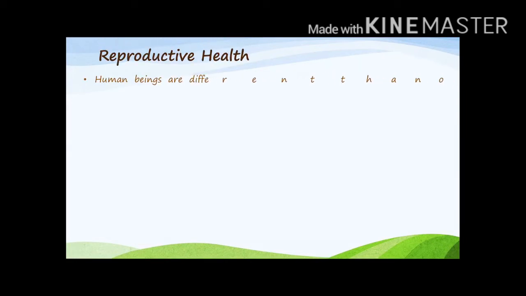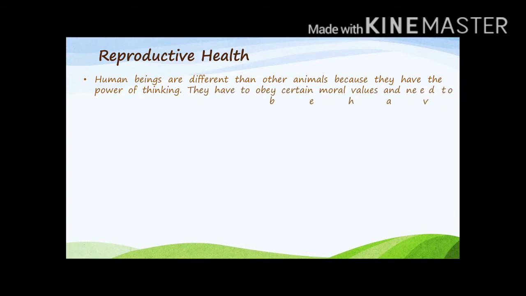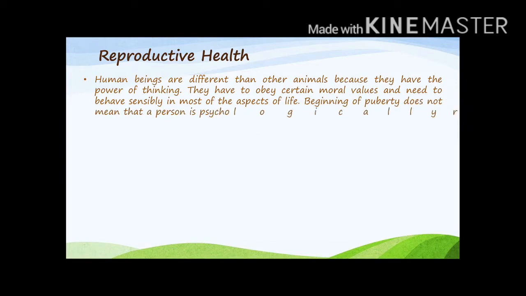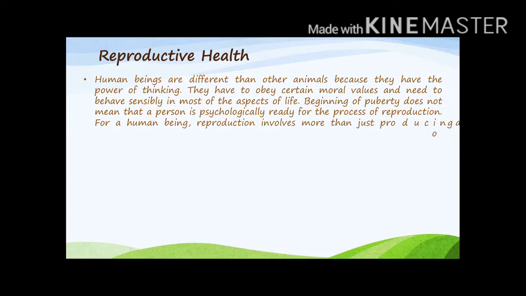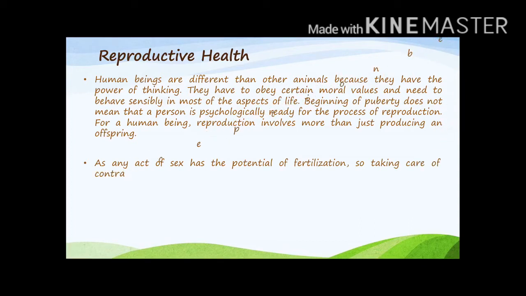Next it comes the reproductive health. Human beings are different than other animals because they have the power of thinking. Yes, they have to obey certain moral values and they need to behave sensibly in most of the aspects of life. And this only made human beings and other animals different from each other. Otherwise, human also is an animal only, but one adjective is used before the animal, that is called social animal. So man can be said as a social animal.